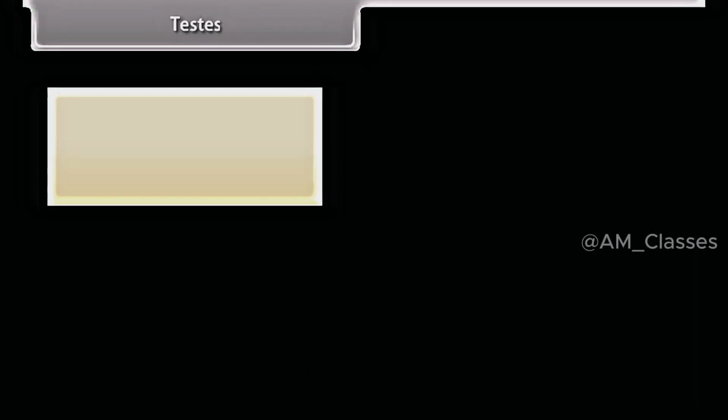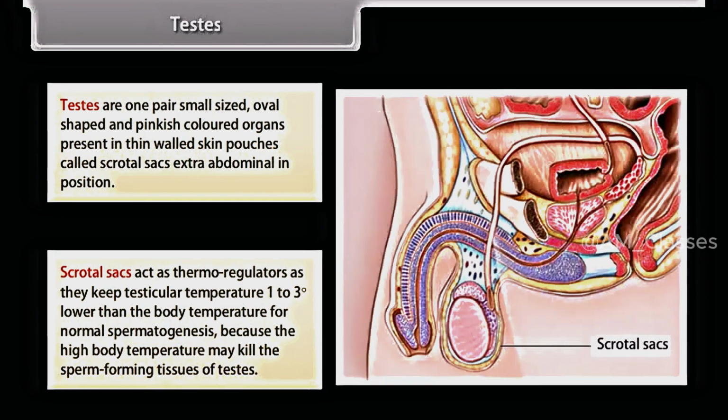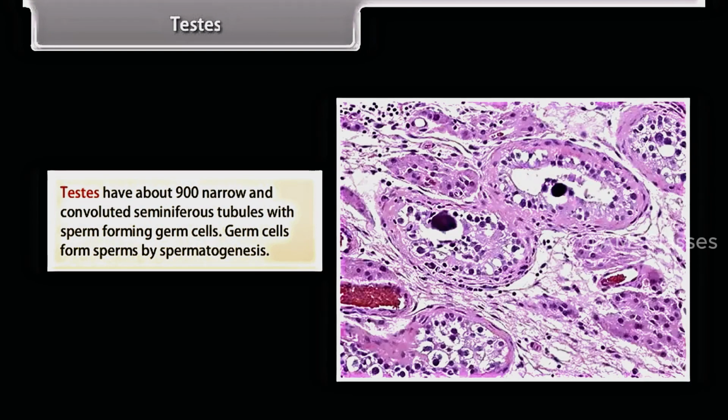Testes. Testes are one pair of small-sized, oval-shaped and pinkish-colored organs present in thin-walled skin pouches called scrotal sacs, extra-abdominal in position. Scrotal sacs act as thermoregulators as they keep testicular temperature 1 to 3 degrees Celsius lower than the body temperature for normal spermatogenesis, because high body temperature may kill the sperm-forming tissues of testes. Testes have about 900 narrow and convoluted seminiferous tubules with sperm-forming germ cells. Germ cells form sperms by spermatogenesis.